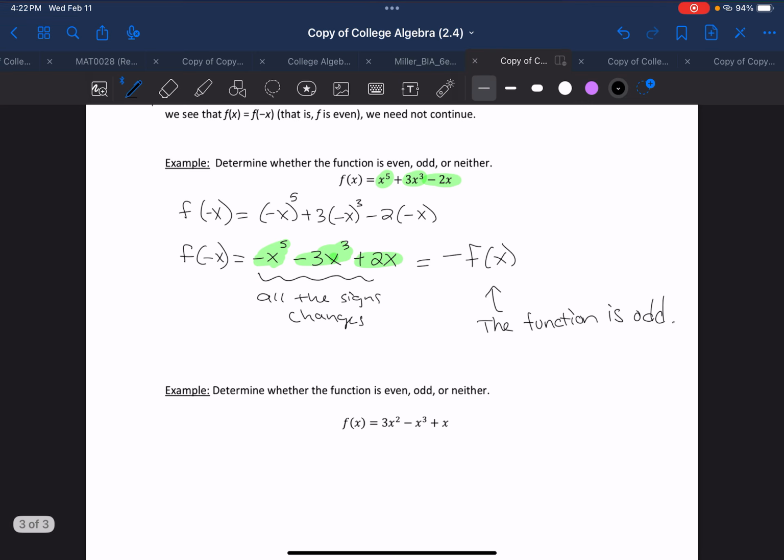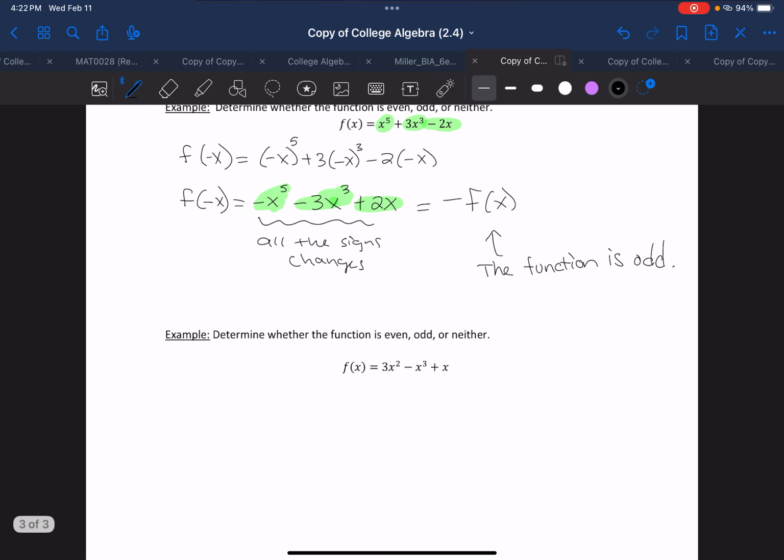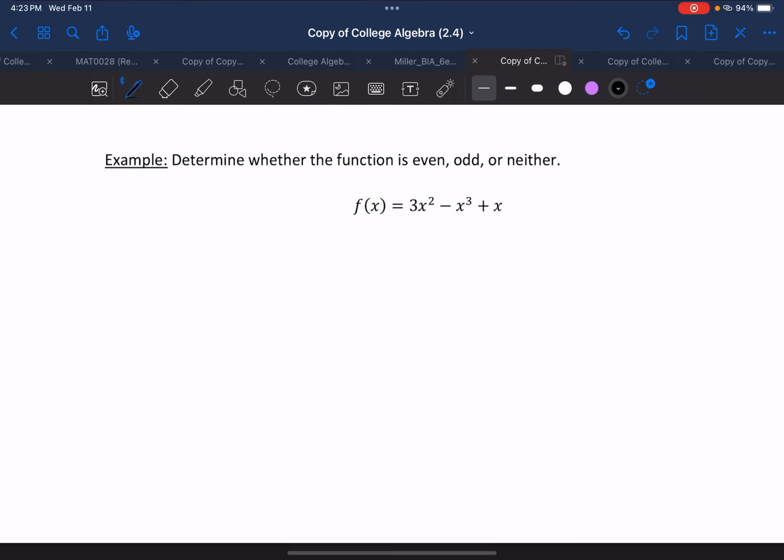All right, and then the last video says to determine whether the function is even, odd, or neither. So again, we're doing the same thing. We're going to plug in negative x into this function. So this would be 3 times negative x all squared minus, and then I'm plugging in a negative into that x, so that'll give me 2 negatives there. Negative x cubed, and then plus a negative x.